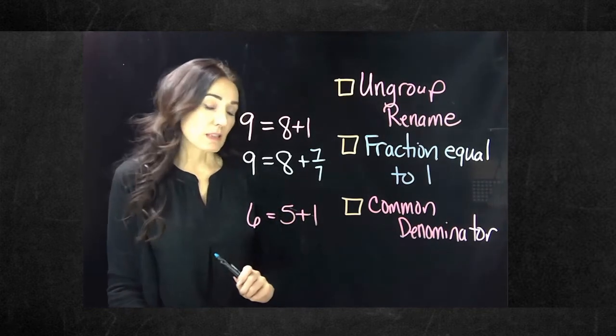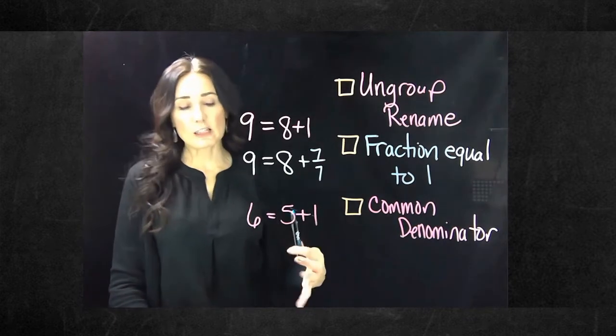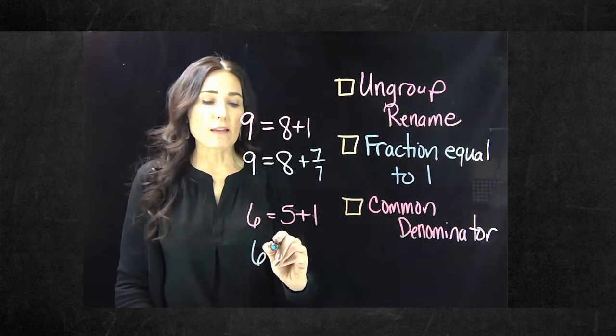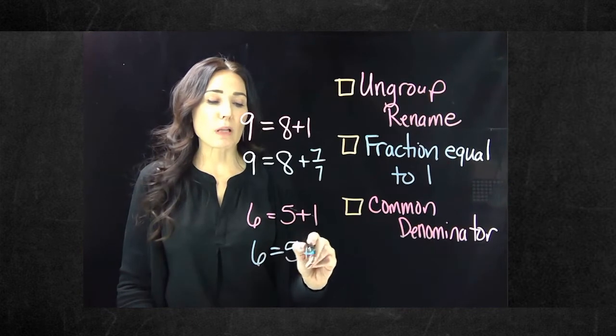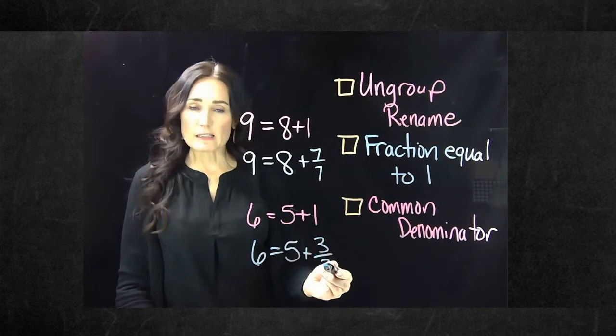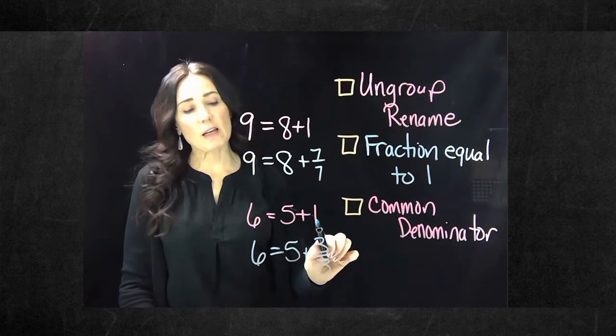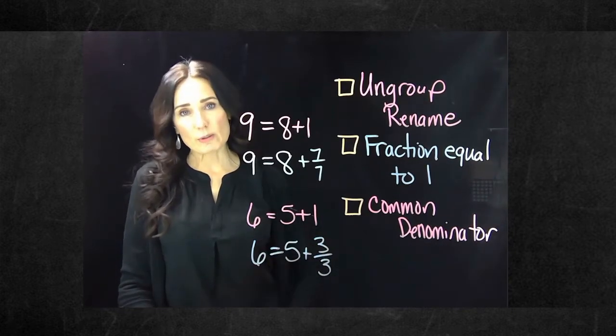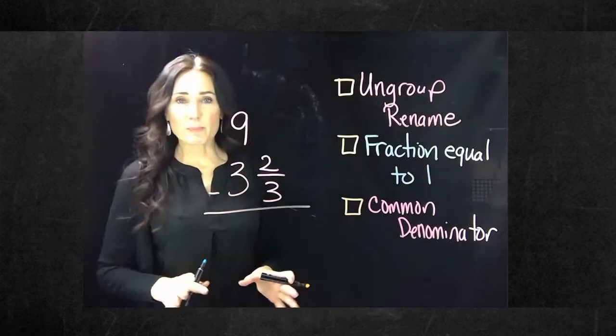Now we could do the same thing with 6. We could use any fraction that is equal to 1, and we could say 6 equals 5 plus, let's say, 3/3. Since 3/3 is equal to 1, this is essentially saying 1 plus 5 still equals 6. All right, so now let's put it all together.